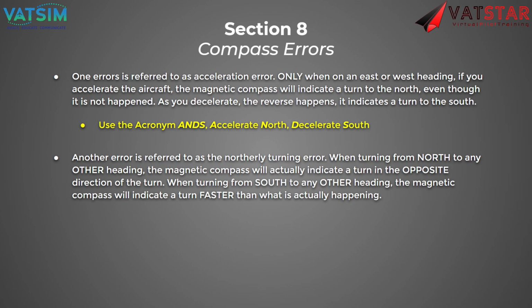Now, let's say you're flying south, on a 180 heading, which is due south. If you turn to any other heading, the compass will indicate a turn faster than what's actually happening. So if you turn from 180 to 270, which is a right turn, it'll actually think you're turning faster than you actually are. And that's just something that you have to account for. You might have to overshoot your turn to actually end up on the heading you want if you're using that magnetic compass for navigation. Does that make sense?